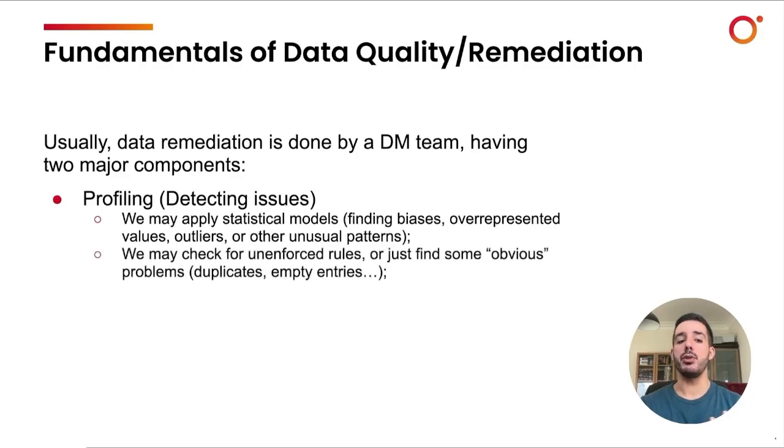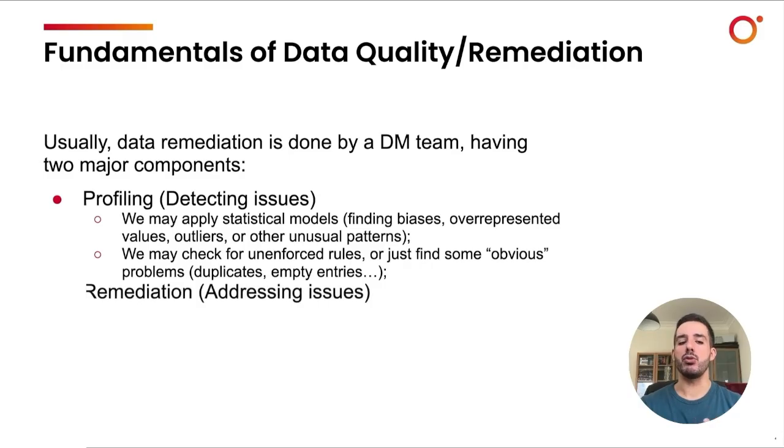And there may also be other sorts of issues, right? We may check for unenforced rules. For example, we may have a data validity rule that says every customer must have an associated address. And we find out records of customers that don't have addresses, right? So that's a data validity rule that is not being enforced. Or we may just find some obvious problems, right? Such as duplicates or empty entries or things that don't make sense immediately when you look at them. But either way, we find out what is the issue through one method or another.